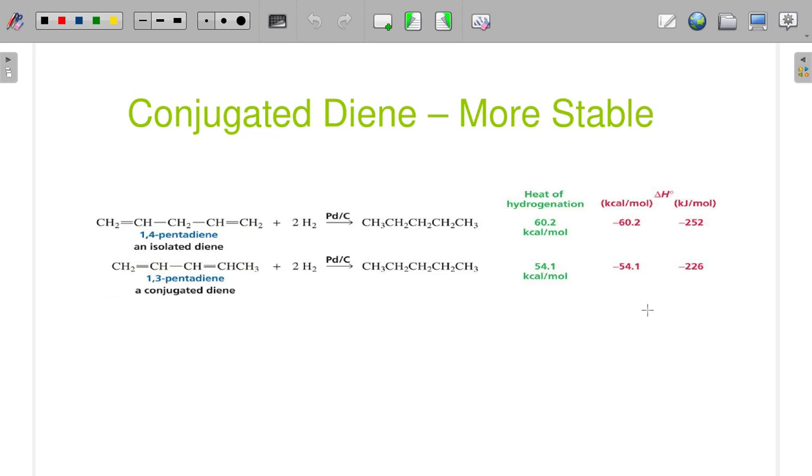So an isolated diene, if we react that with hydrogen and actually get that heat of hydrogenation, we'll find this is almost exactly double what a standard alkene is. So these actually do behave as two separate alkenes. The conjugated system actually behaves differently. It has a lot lower heat of hydrogenation, so there's something different going on because they are, for some reason, more stable.